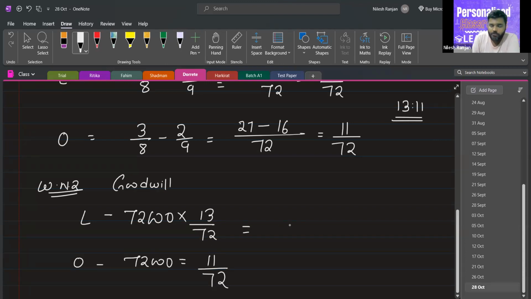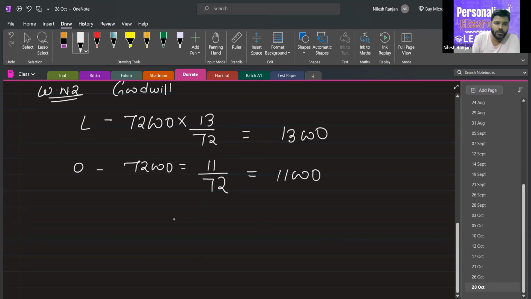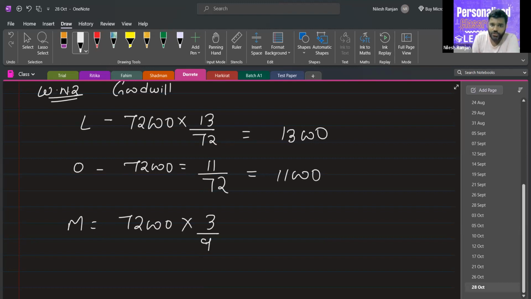So it is 13,000. It is 11,000. And the ratio of M, who is the sacrificing partner, it is 72,000 into 3 by 9. His share was 3 by 9, so he is sacrificing all of his share. That's why his sacrifice is 24,000.